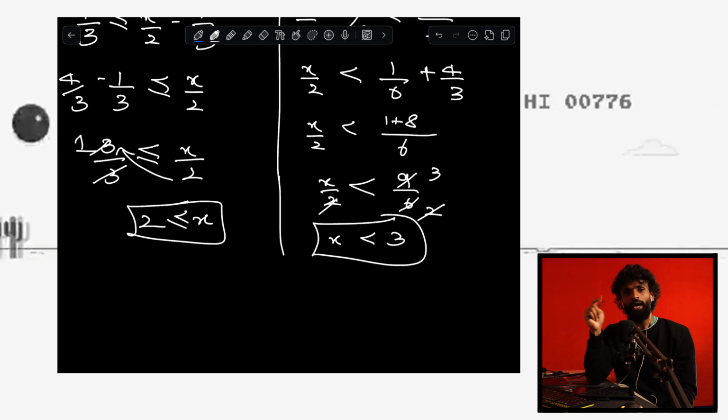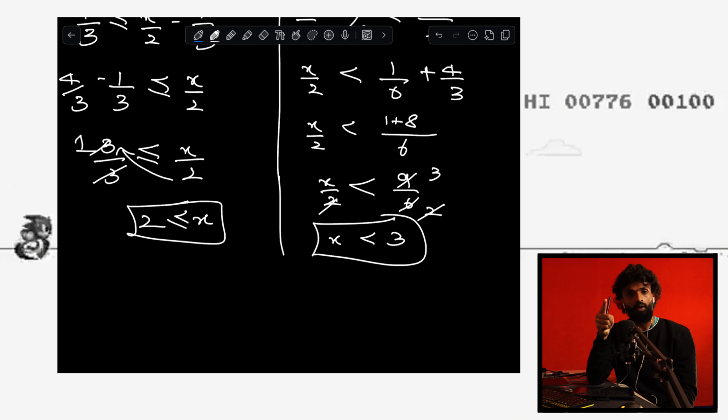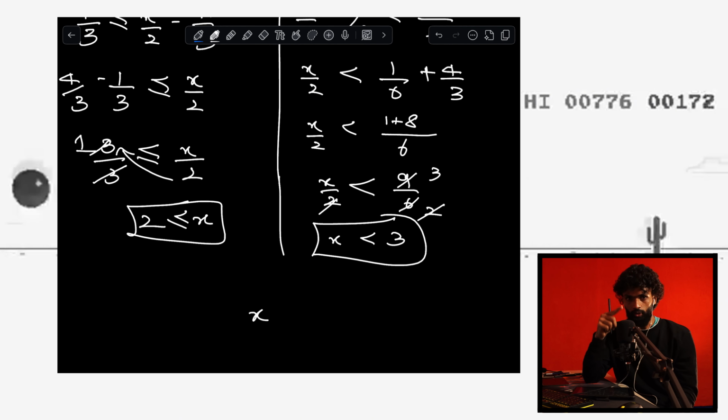In both the boxes, I can only see one letter being repeated twice. What's that letter? X. So you write X in between. Follow the rule. Now, apart from that, I have two numbers. One number is 2, one number is 3.